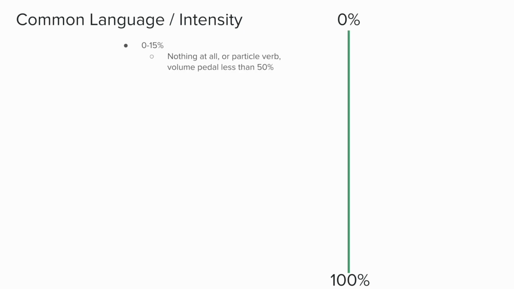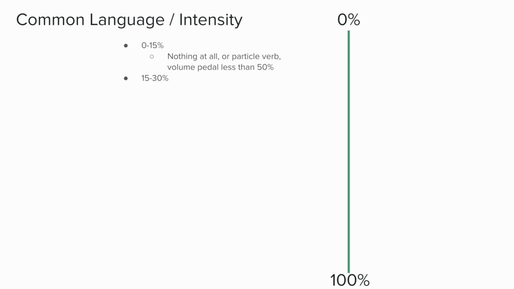So anywhere from 0 to 15%, the guitarist is playing nothing at all, or a particle verb with the volume pedal less than 50%. I didn't cover the volume pedal in this video. That's because it's pretty self-explanatory. It's just the expression pedal on the Helix. So to have the volume at 50%, you would just lower the expression pedal to about the half level.